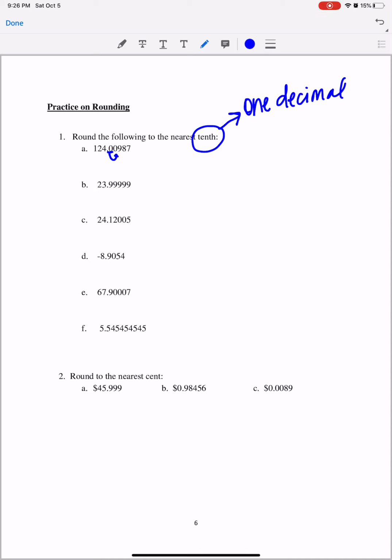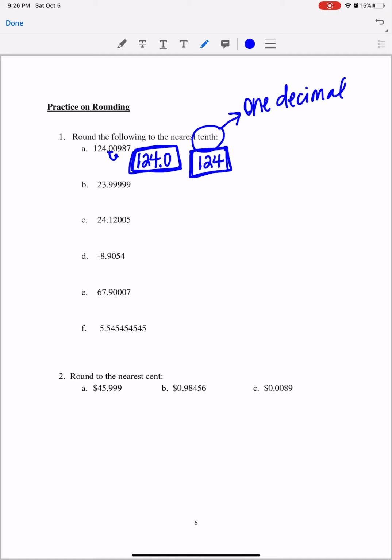So you can either say 124.0. A lot of times though, when you have that 0.0 behind it, we just say that that's a 124. Okay, and that's a little bit better of an answer, but they're both perfectly acceptable.